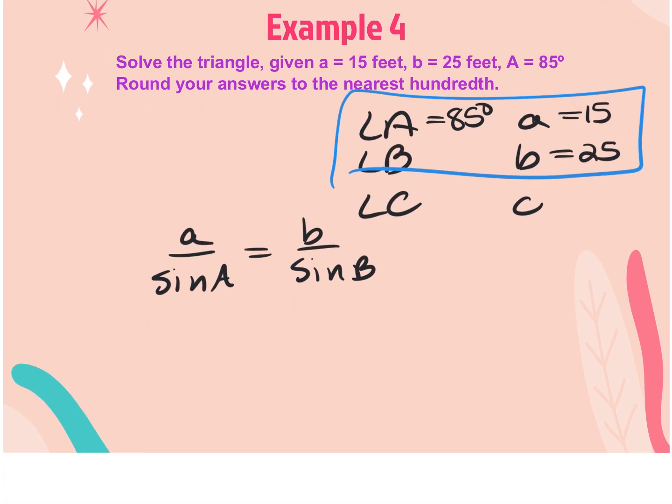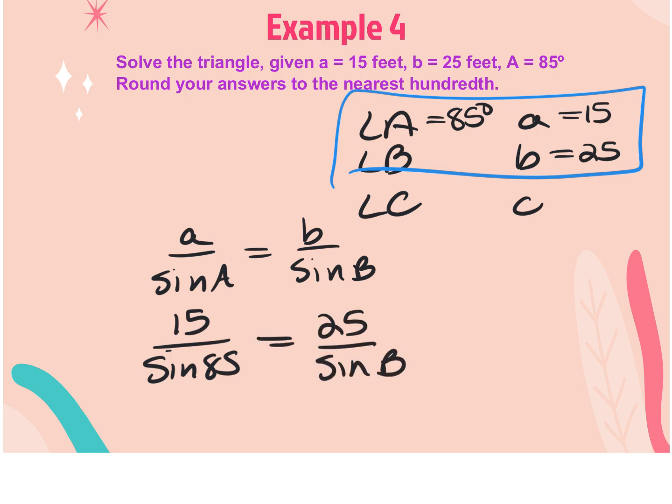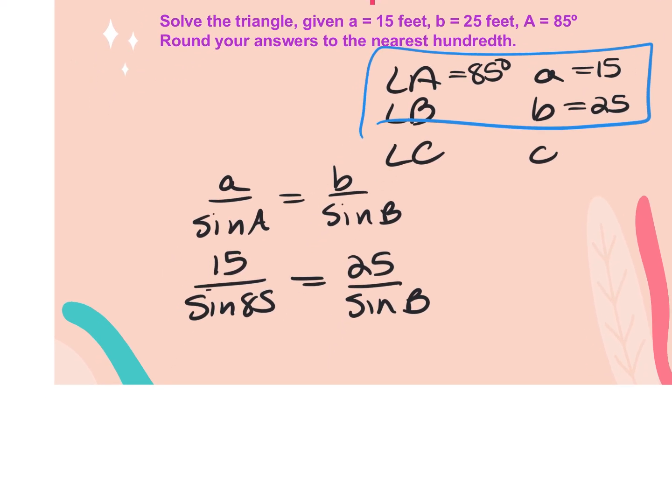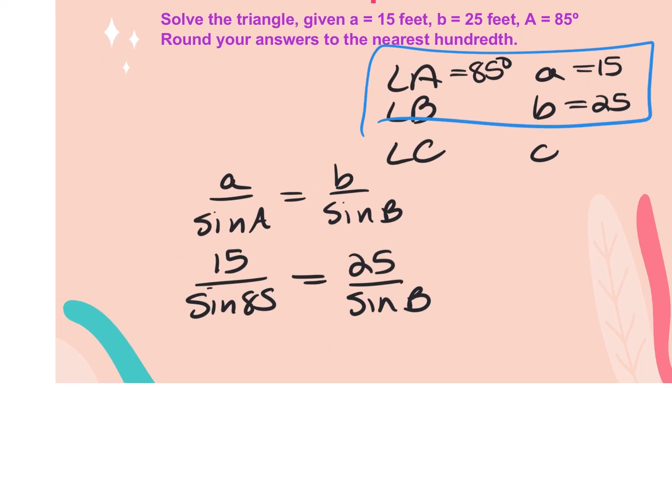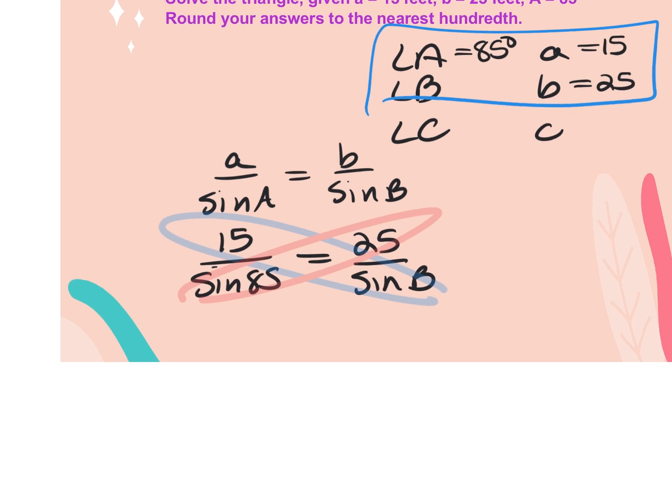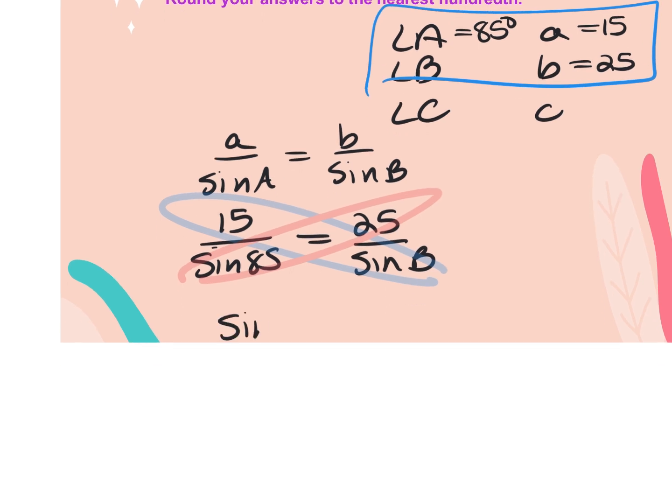So let's fill it in. 15 over the sine of 85 is equal to 25 over the sine of B. Now I'm going to go ahead and cross multiply. I'll multiply sine of B times 15, sine of 85 times 25. So once I do this, I get sine of B times 15, and then 25 times the sine of 85.